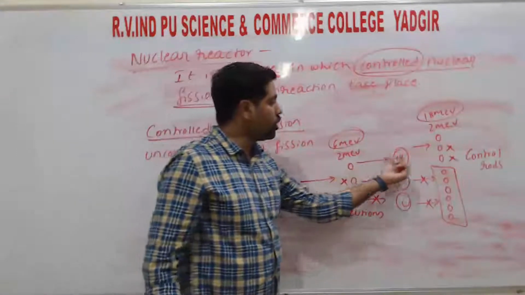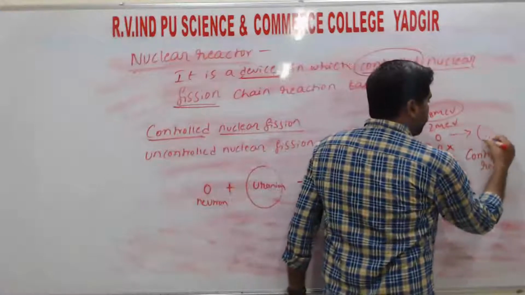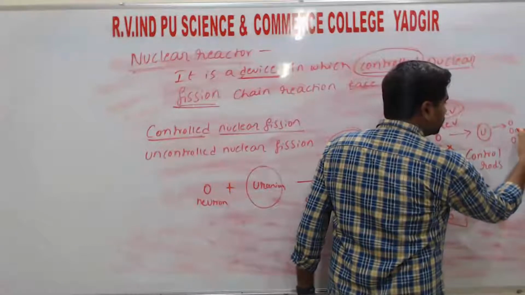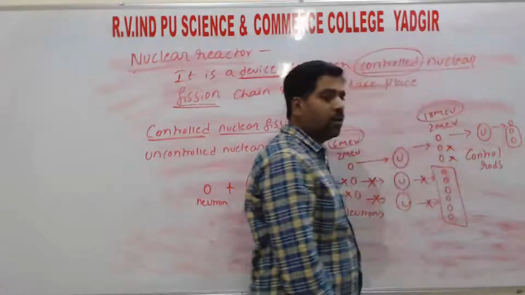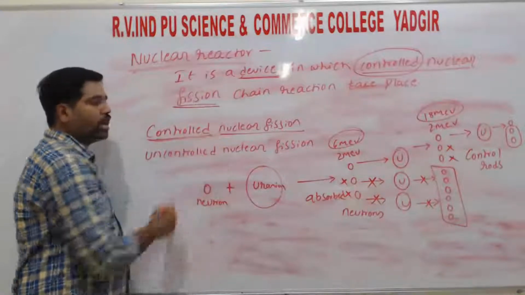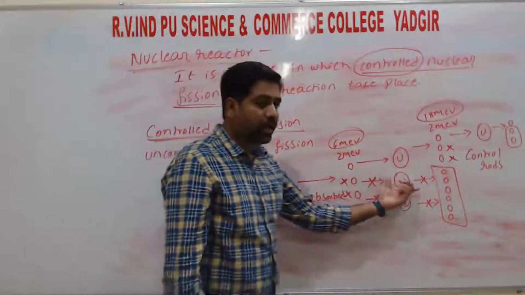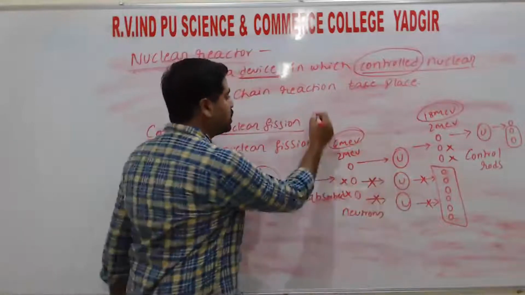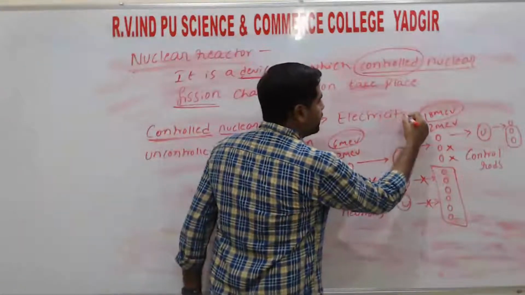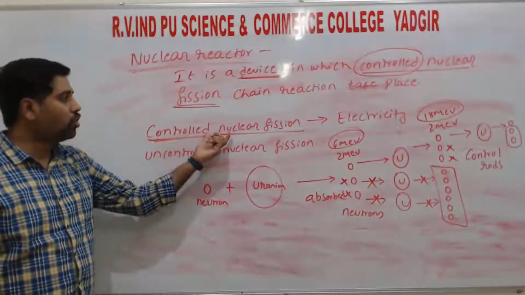So only 1 neutron is made to bombard the nucleus. Again it will bombard the nucleus of the uranium. Again here we are getting 3 neutrons, which means 2 neutrons are getting absorbed. So that process we call a controlled nuclear reaction. If we control this nuclear reaction, then the energy which is released is used to generate electricity. So that is the meaning of the controlled chain reaction.